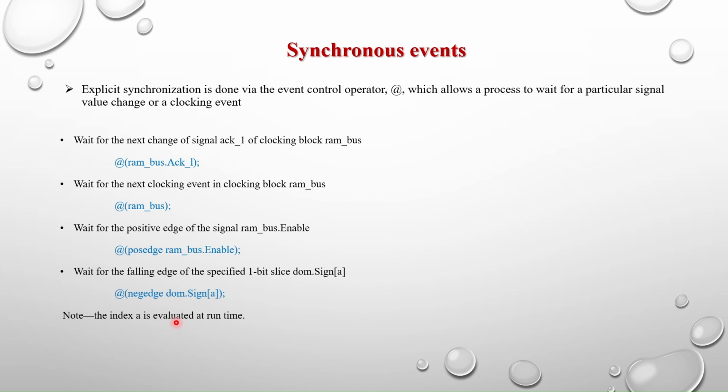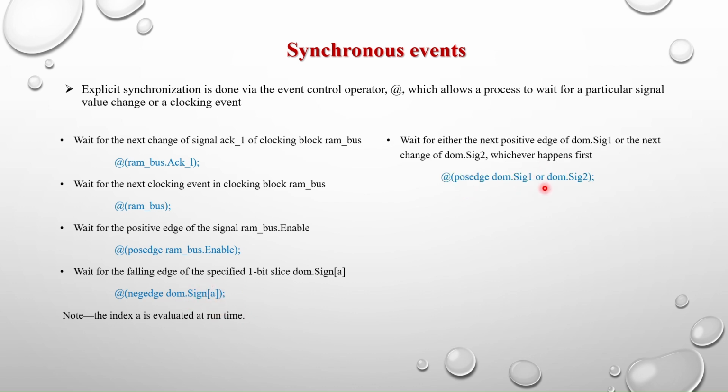And here the index is evaluated at runtime. This is an array, right? So this will be evaluated at runtime. And @(posedge dom.sig1 or dom.sig2). Here I'm using two signals with the OR operator. OR means if any one of the signals happens first, the change will happen based on that. Wait for either the next positive edge of dom.sig1 or the next change of dom.sig2. Whichever happens first, it will take that.